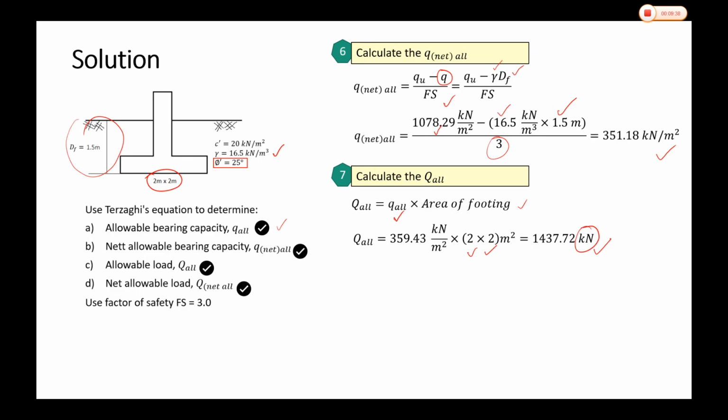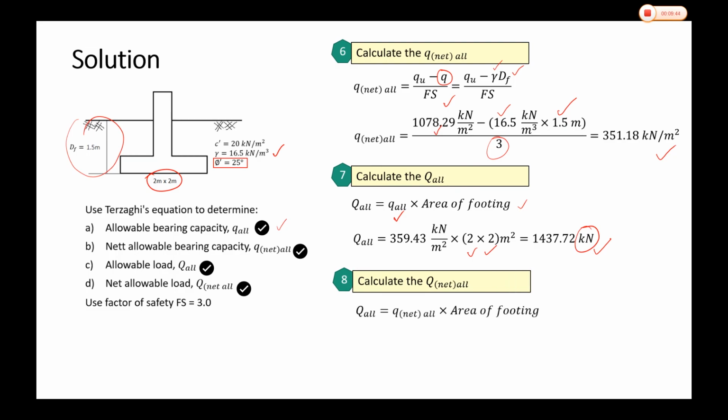And then finally, we need to determine the net allowable load. Okay, Q subscript net allowable. All right, so the concept is similar to step number 7 here. We need to multiply by the area of footing, but we need to use the Q subscript net allowable as we calculated in step number 6 here.